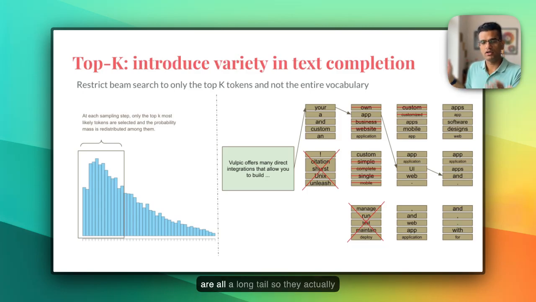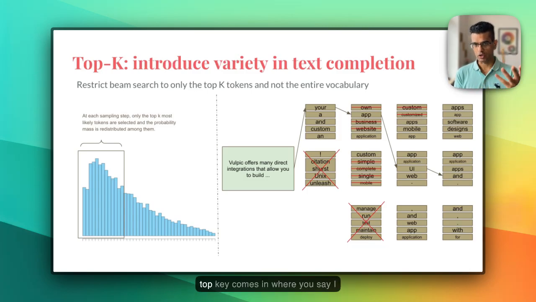And the others are all a long tail, so they actually don't even matter. You will likely never pick the 50th or the 100th token because it doesn't make sense. It might make sense if you have very long token completions, etc. So that's the strategy now. So how do you optimize for what set of options you pick from?